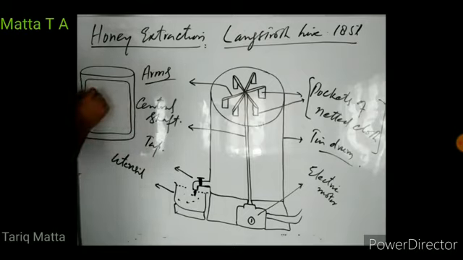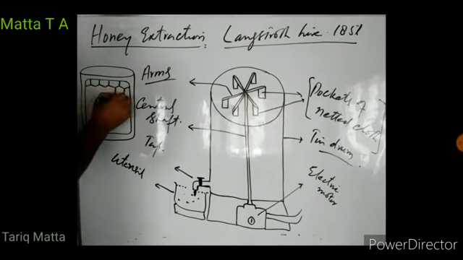Before putting the comb foundation in the pocket of this netted cloth, the wax seals of these cells are removed. How? They are removed by a heated knife. So this is a comb foundation.